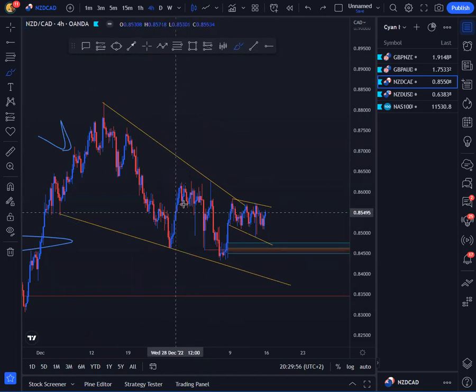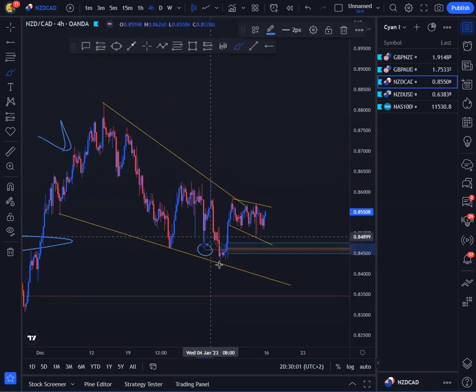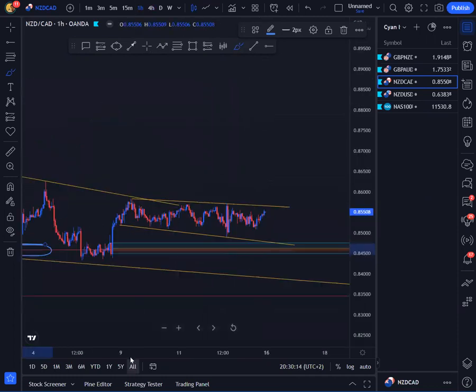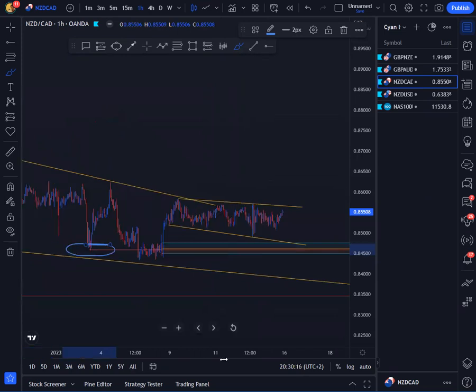I'm going to look for a corrective structure. In this corrective structure, I've got a level of structure over here that we've broken below and we've broken back above, right? On a 4-hour. So obviously, at a future date in time, we can come back to retest this level of structure, or at least for a premium buy, we're going to retest the level of structure if there's going to be a good buy and we're still going to be buying.